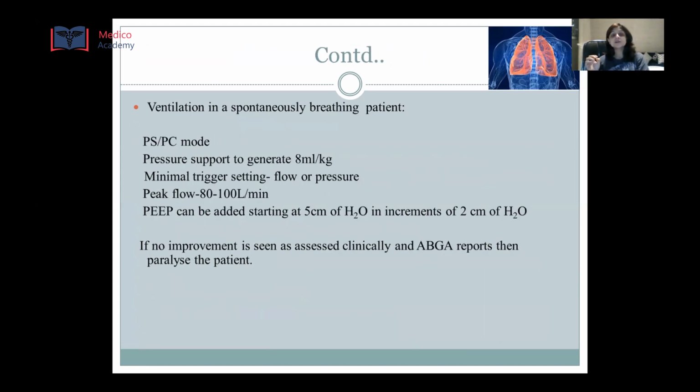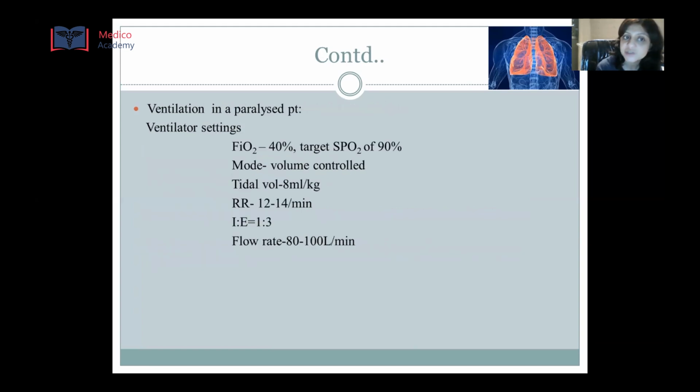So, if the patient is on a spontaneously breathing mode, we normally use a pressure support or a pressure control mode, where we are supporting the patient with the pressure to generate a tidal volume of at least say 8 ml per kg. We set the minimal trigger setting, flow or pressure, whatever trigger we wish to keep. The peak flow we are aiming for is 80 to 100 liters per minute. We can add PEEP starting with 5 centimeters of water with an increment of 2 centimeters of water. If no improvement is seen as you're assessing clinically or with ABG reports, then we go towards paralyzing the patient.